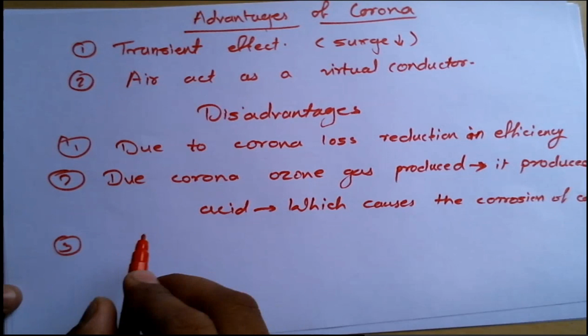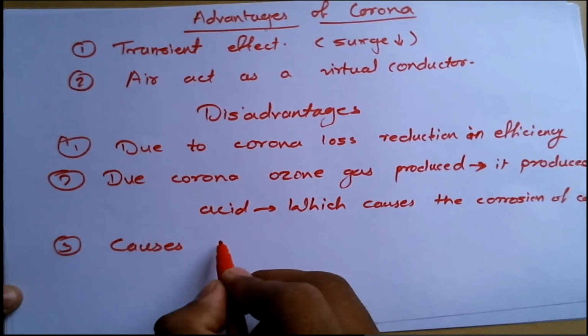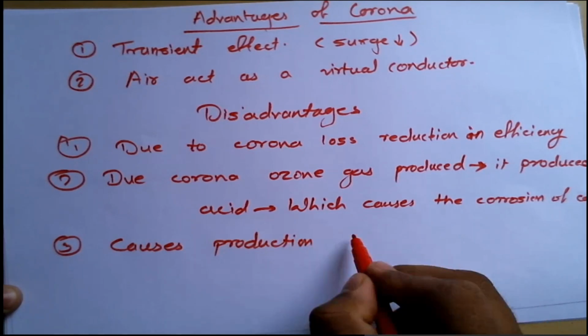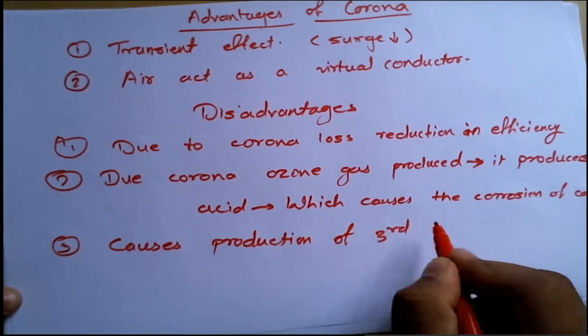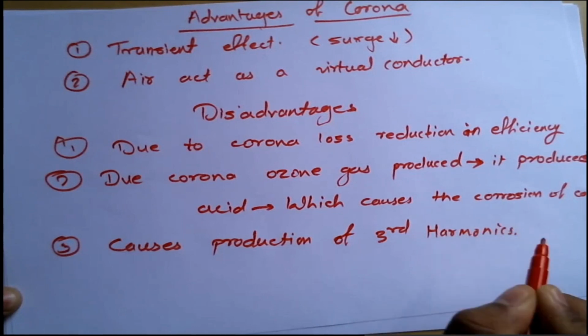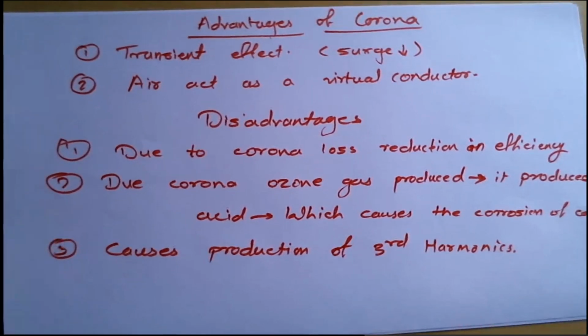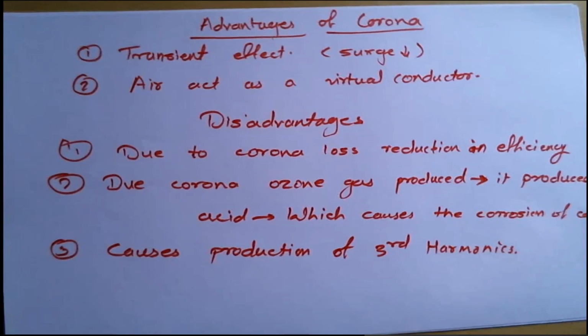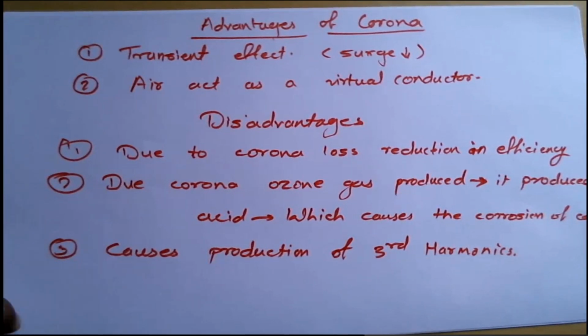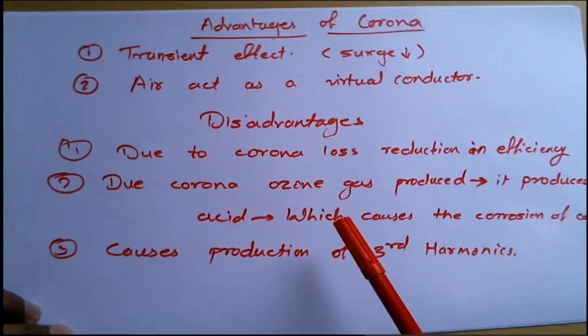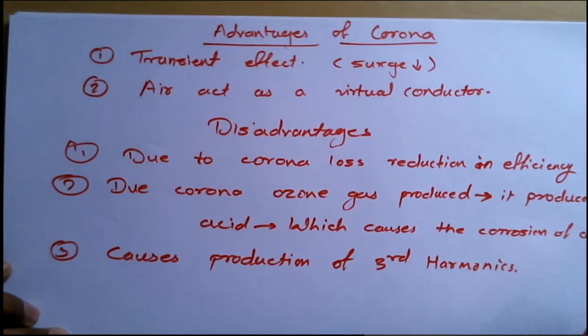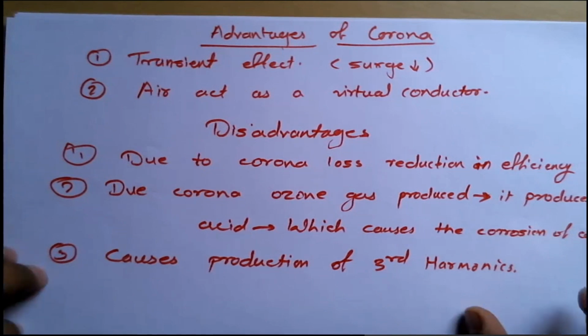And the third point is it causes the production of third harmonic. So is this third harmonic good for the transmission line or bad? Yes, it produces some bad effect on the transmission line. We are going to see that in a further lecture. So these are the disadvantages of corona, in which the first one is reduction in efficiency. You know that losses increasing means efficiency decreasing. Again, in the previous example also, I told you that ozone gas produces the acid, which causes the corrosion of conductor, due to which more corona is produced, and it causes the production of harmonics. These are some disadvantages of corona.